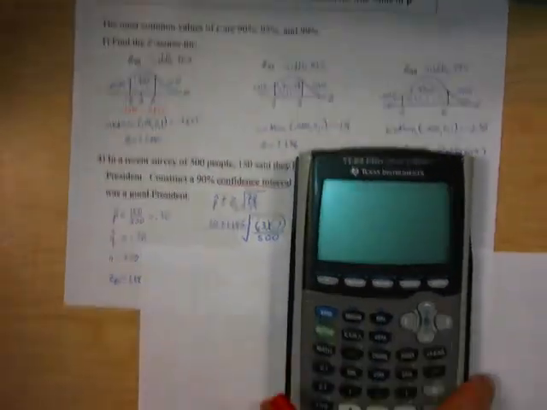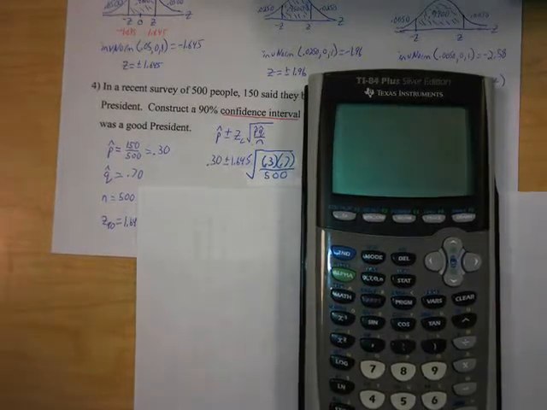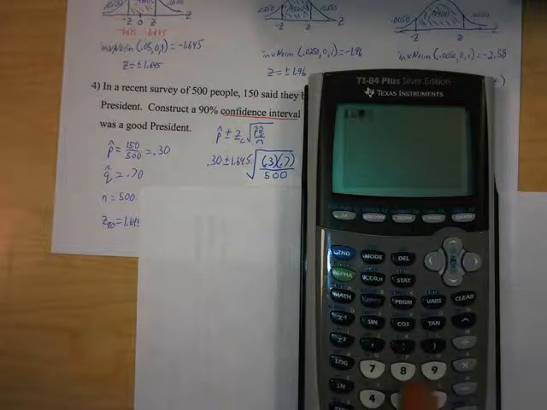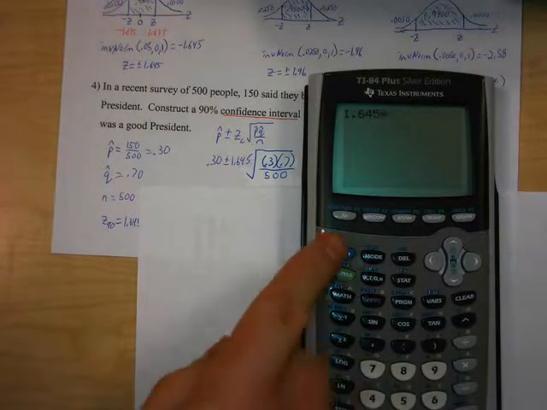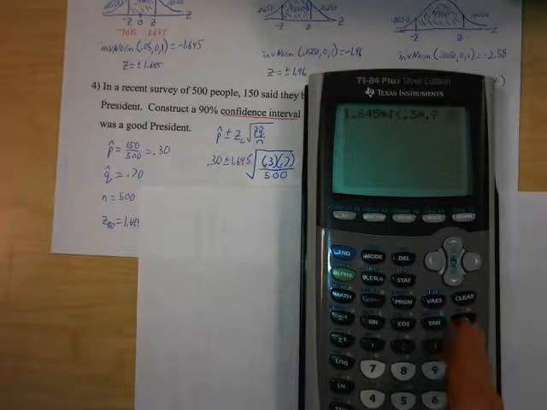Okay, let me do this up here. So if we do 1.645 times the square root of 0.3 times 0.7 divided by 500.